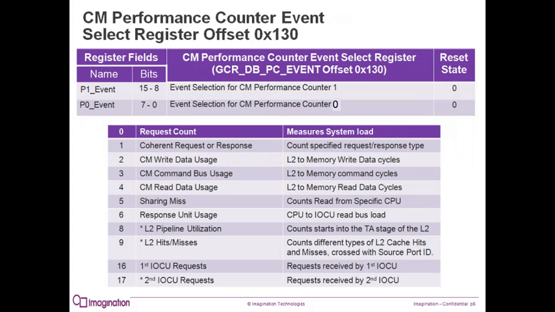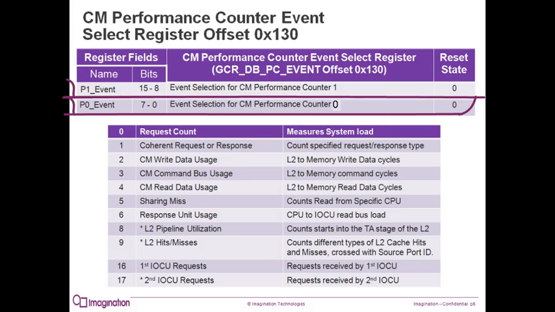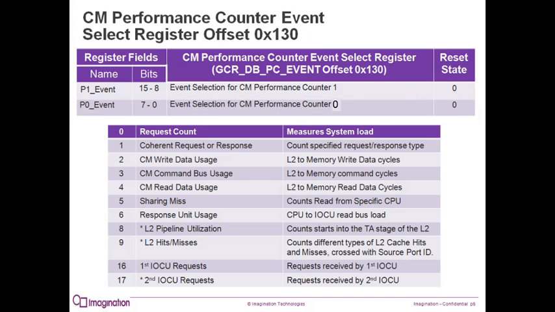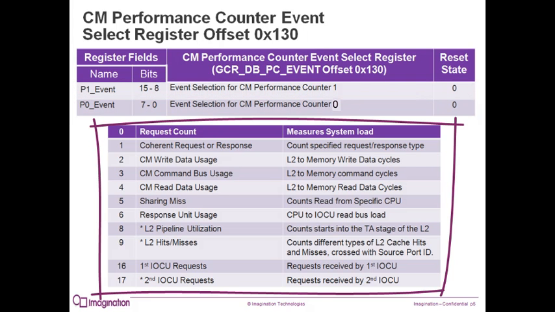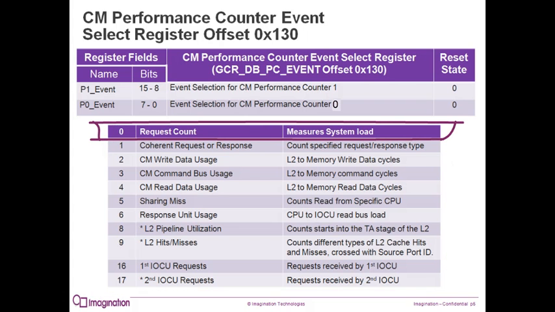The event select register is divided into 2 parts for counter 0 and counter 1. There are 10 events that can be counted. Each of these events is further qualified by settings in the counter qualifier registers. Event 0 is the request count. It can be qualified by CPU or IOCU ports, cache coherency attributes, command requests, request length, and request target. It would be useful to use the request count along with the cycle count to get an idea of the requests received over a period of time.